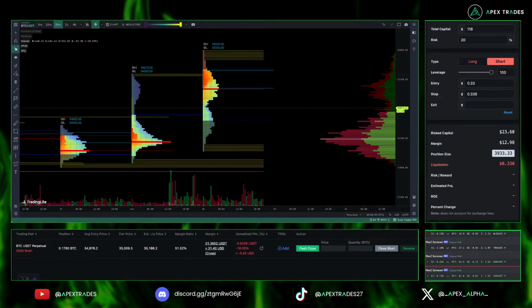Starting to drop a little bit. I'd like it to come back down and test this value area low here. I think 35k is going to be a nice solid zone of support right now though. So it needs to break that first.